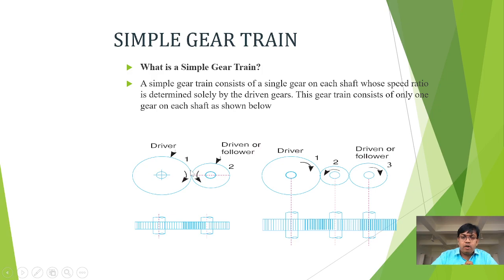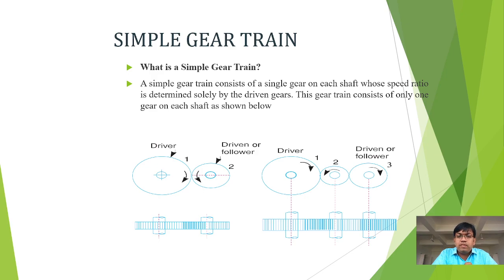Now in the second combination, you have an intermediate gear between the driver and the driven. This intermediate gear we call an idler gear. Now what is the purpose of this idler gear in a gear train? These idler gears are generally used to bridge the gap between the center distance of the driver and the driven gears, or they can also be used to change the direction of rotation of the driven gear.